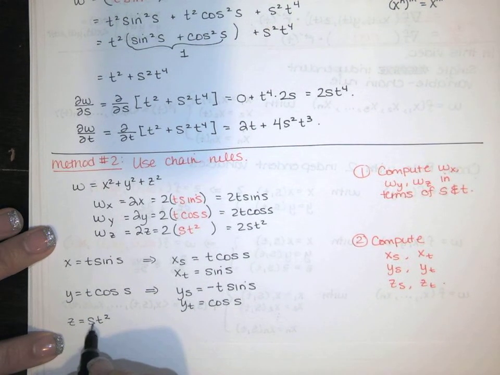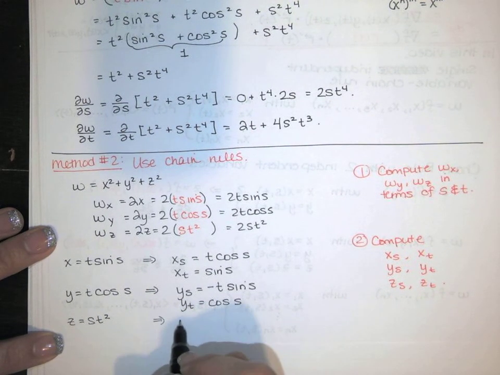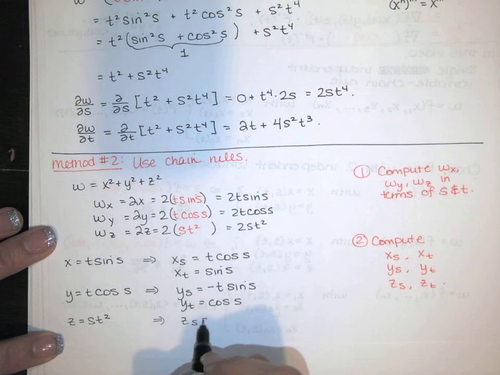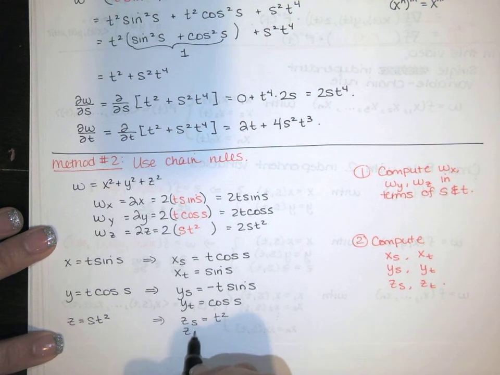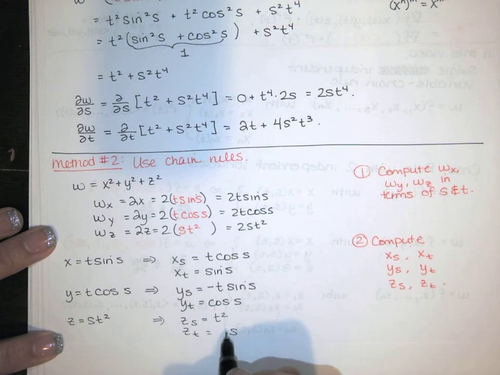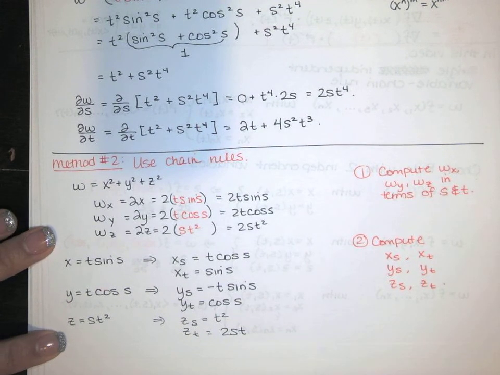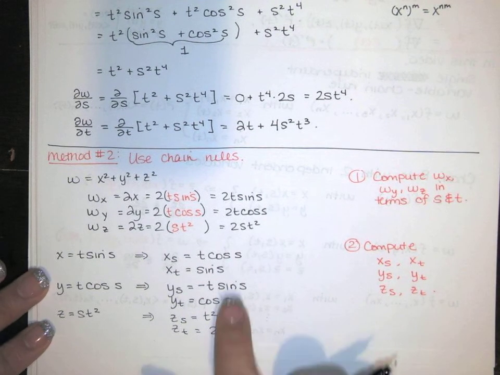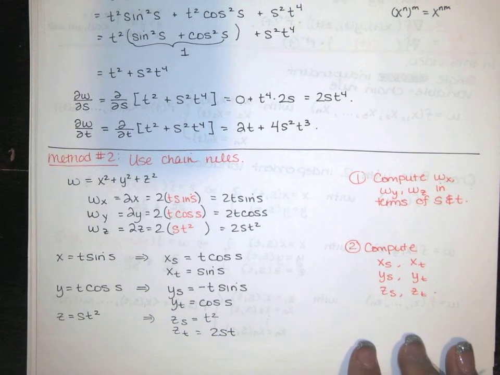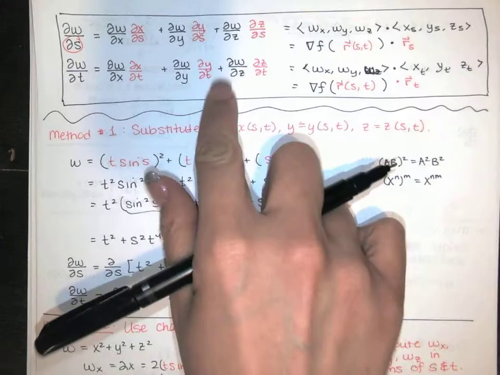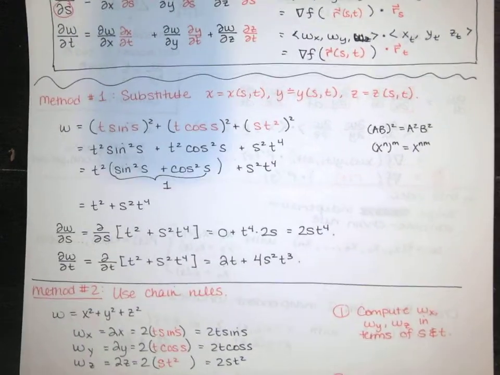The derivative of a constant times t is just the constant. And here my z is s t squared. The derivative of z with respect to s, that's a constant times s, so we just get the constant. Partial of z with respect to t, s is a constant, derivative of t squared is 2t. Okay, so we've got all of those partials. And now we're just going to substitute them into the formulas to get the partials of w with respect to s and t.